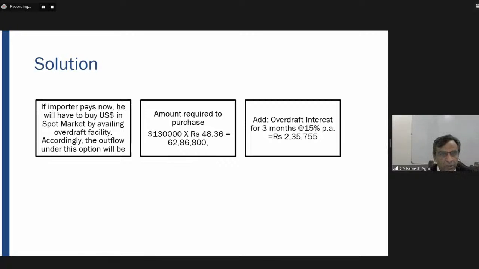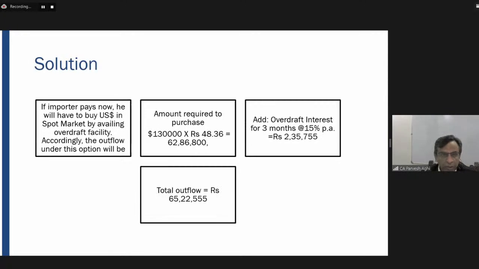Now we are going to add interest for 3 months at 15% per annum, calculated on 62,86,800. For 3 months, it works out to be 2,35,755. So he's going to add this. So total outflow will be 65,22,555, which includes the principal amount of 62,86,800, calculated by using the ask rate.